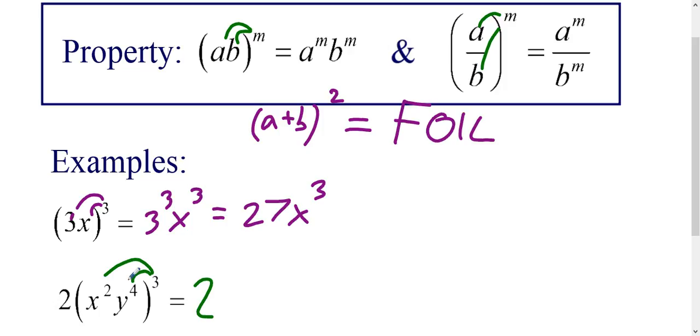X squared to the third. So multiplying exponents, power to a power, so that's x to the sixth. And then y to the fourth to the third. 4 times 3 is 12.